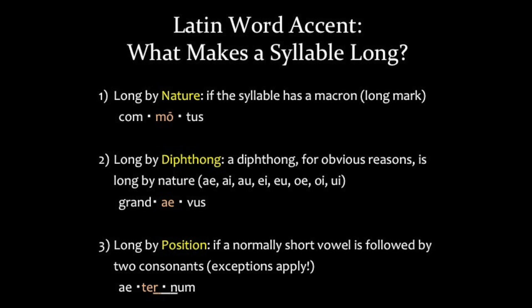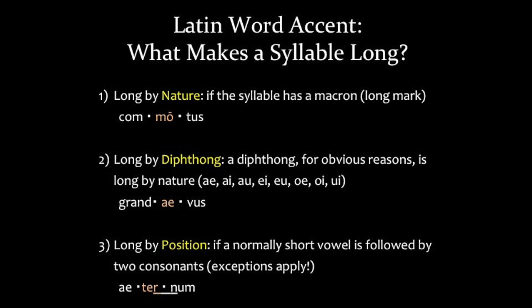Aeternum. Therefore, even though the vowel is short, it is long for the purposes of accentuation, and therefore you'll accent that syllable. Now, you won't make the E long. You won't pronounce it with a long E, but you would say aeternum, aeternum.